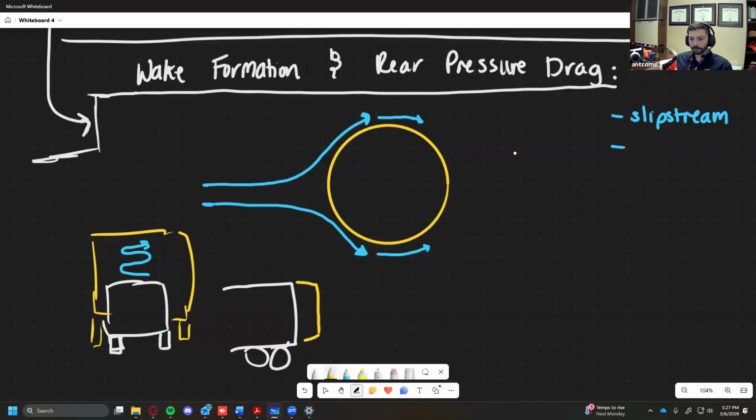You might have seen this before that looks like this, and it looks like a little shutter on the back of it. Have any of you ever seen this before? Looks like something that folds off. The reason for this is exactly to counter what I'm about to talk about, which is wake formation and rear pressure drag.